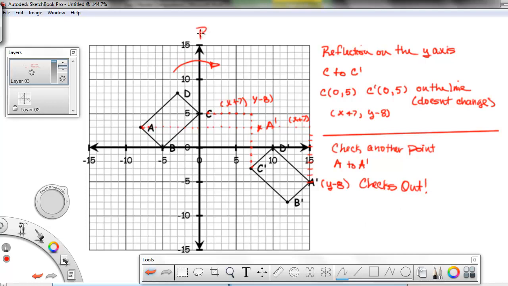So my rule is a reflection around the x-axis, or y-axis, excuse me, and a translation of x plus 7 and y minus 8. So that's the composition.